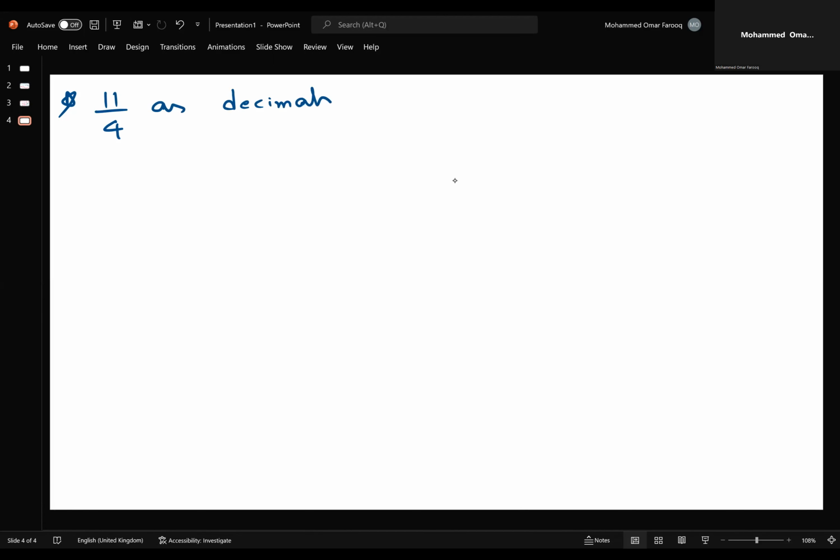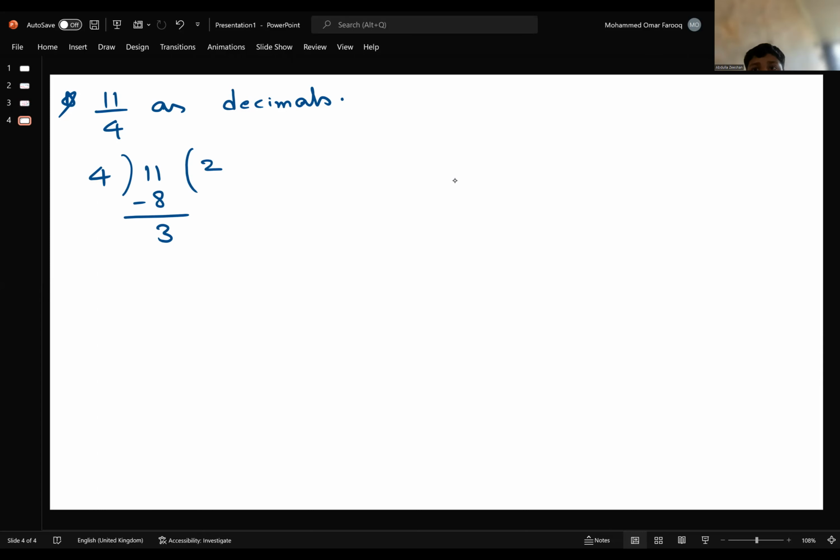How will you represent 11 by 4 as a decimal? It is very simple. You divide 11 by 4. 4 twos are 8. 11 minus 8 is 3. 3 is a smaller number, so put a decimal point and a 0.